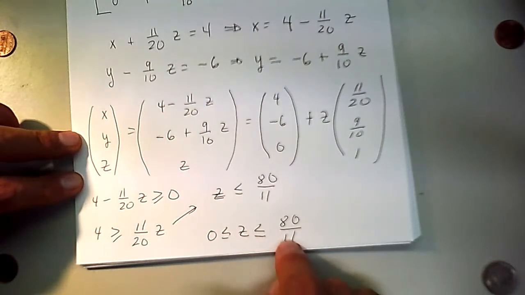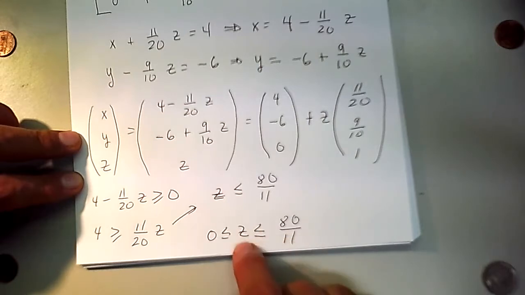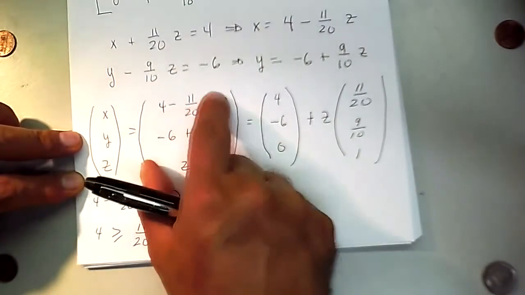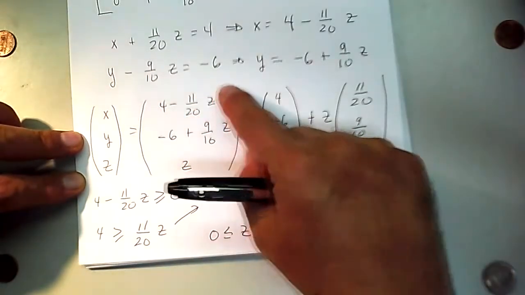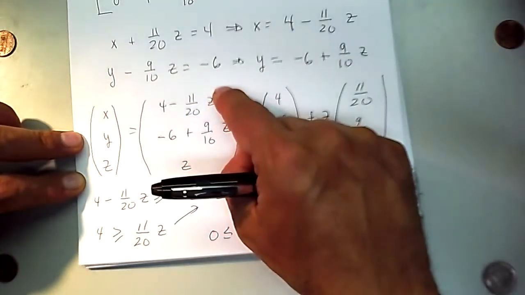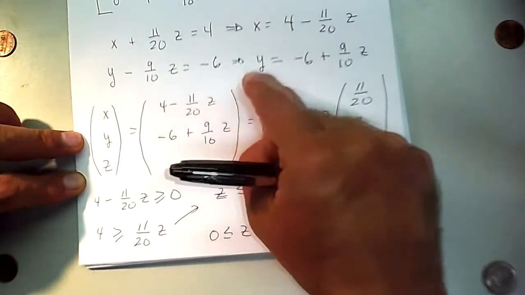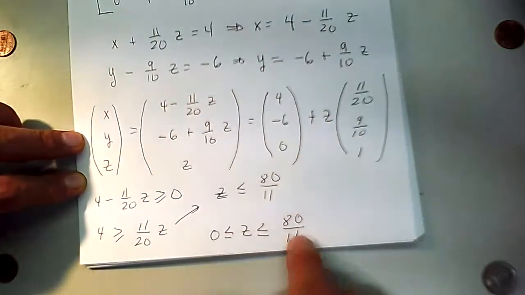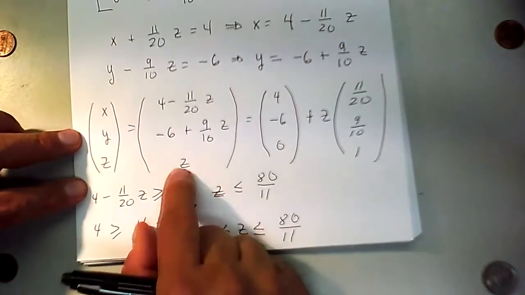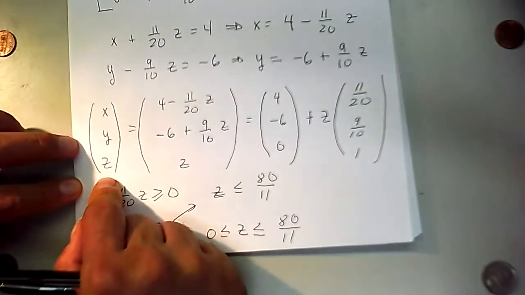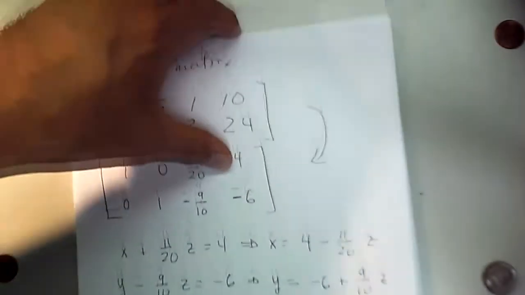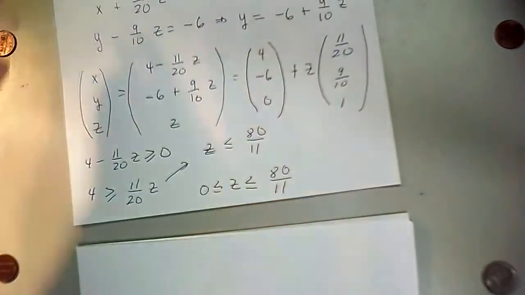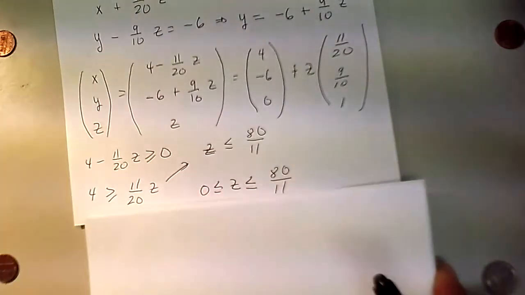x cannot be too large, because if z was too large rather, then we would end up with a negative x. We would have to subtract a lot. I'm just double checking. If I put 80 over 11, so the 11s cancel, yep, we end up with 4 minus 4, 0, which is the least this can be. And z has to be greater than 0 because of that. All the variables have to be greater than or equal to 0. Okay, so there's one restriction, and that is additional information we have, or restrictions we have to keep in mind.